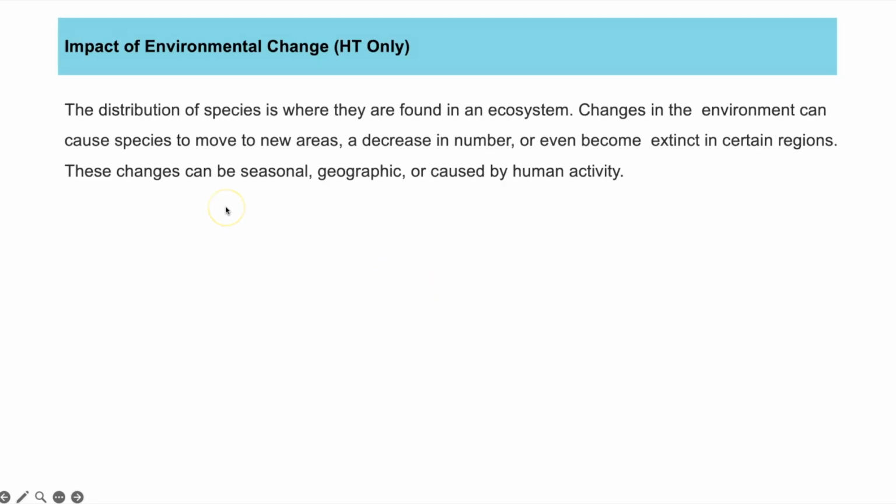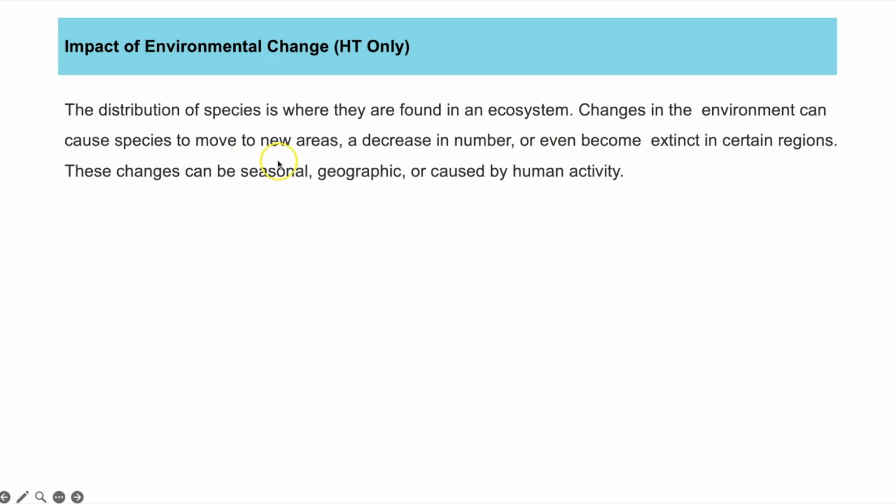We also need to know about the impact of environmental change, but this is higher tier only. So we've talked about how you could measure the distribution of species in your ecosystem, but you need to know how that distribution can change if the environment changes. And that could mean that some species go extinct in certain areas.